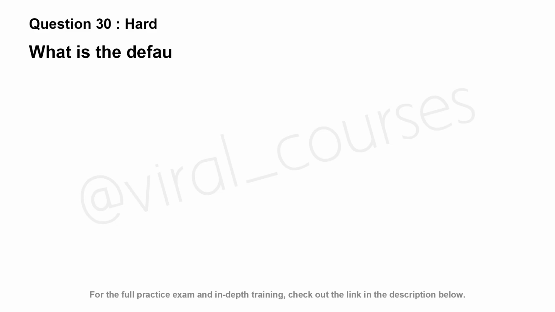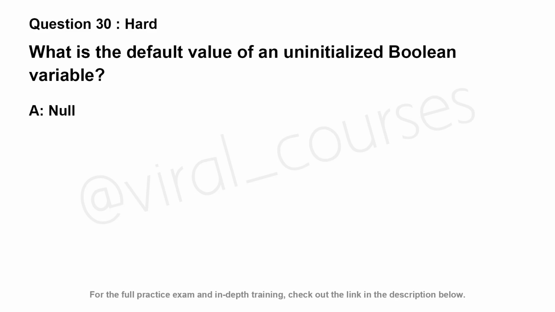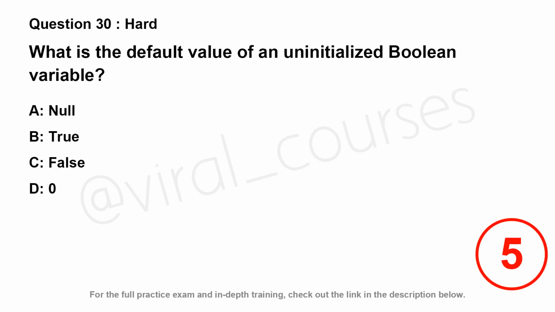What is the default value of an uninitialized Boolean variable? Option A, Null. Option B, True. Option C, False. Option D, 0.